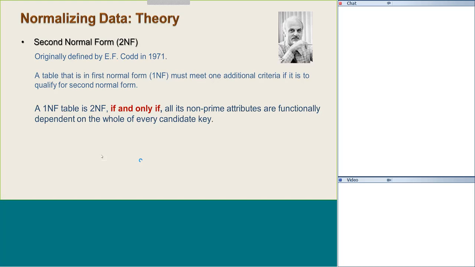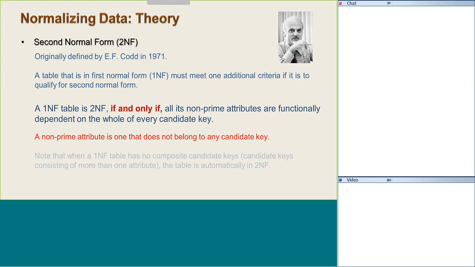This is the way it's phrased, and if we identify non-prime attributes as being fields that do not form part of the key, and a candidate key is a key that can be made up of one or more fields. They are prime fields, they are candidate key fields. So what this is saying, a non-prime attribute is one that does not belong to any candidate key.